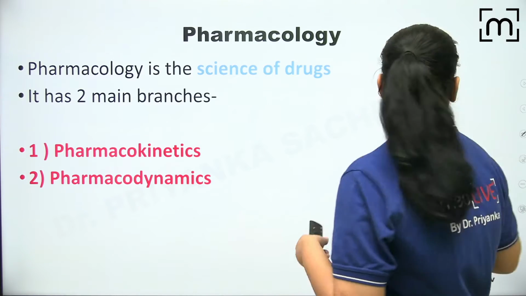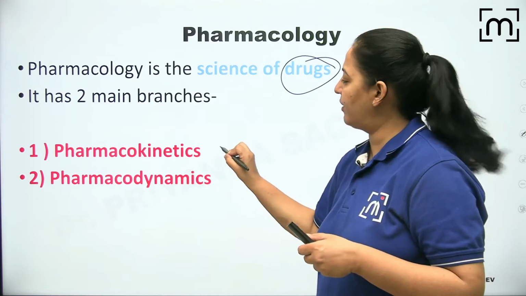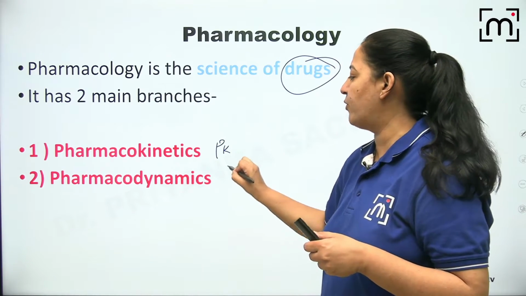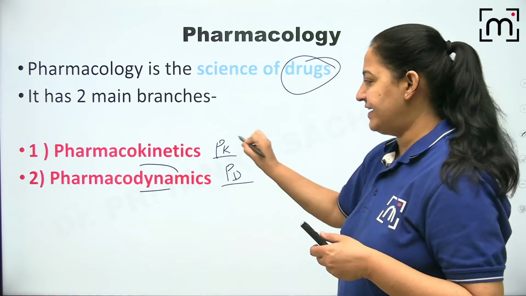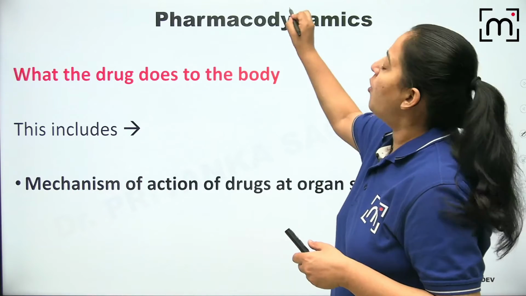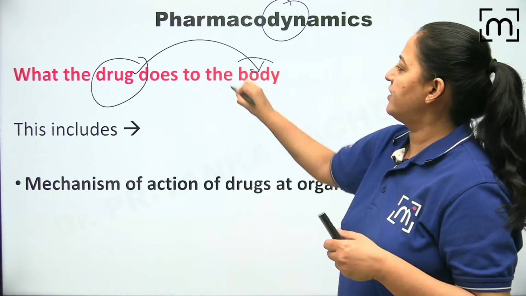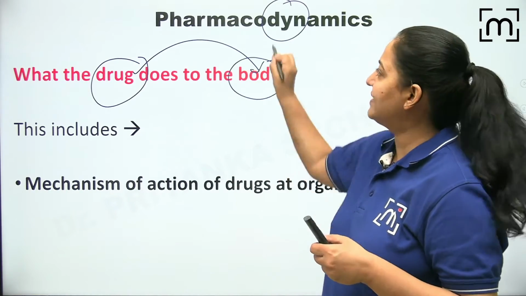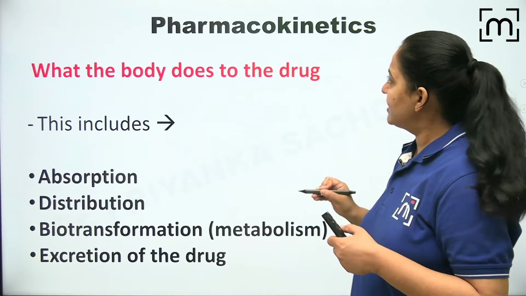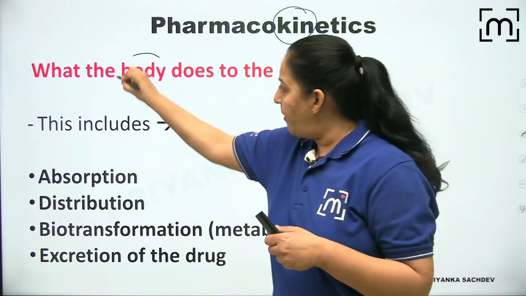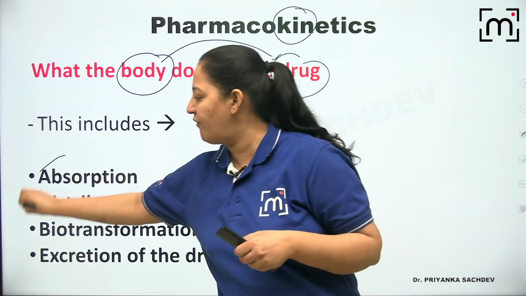We know that pharmacology is the science of the drugs. In pharmacology, we already know there are two branches, pharmacokinetics and pharmacodynamics, PK and PD. We know that pharmacodynamics is what the drug is doing to the body, D for drugs. It includes the mechanism of action of the drugs. And what is pharmacokinetics? What the body is doing to the drug. The body is doing four things to the drug.